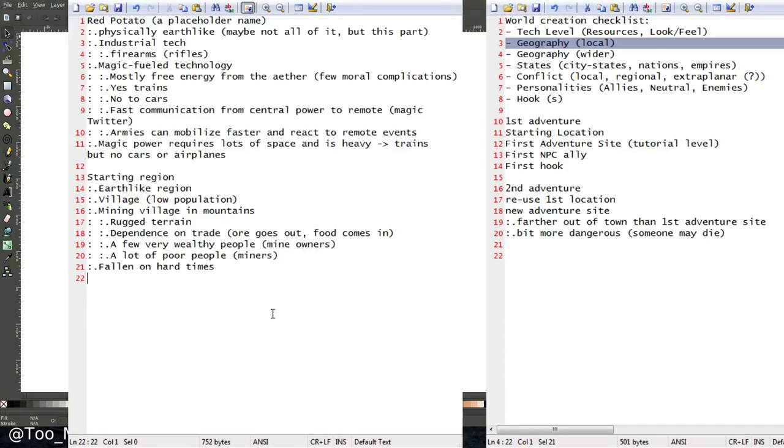So let's go with some misfortune has befallen the miners. This is going to lead us in nicely to our first story hook. So I'm going to say that this misfortune is magical in nature.